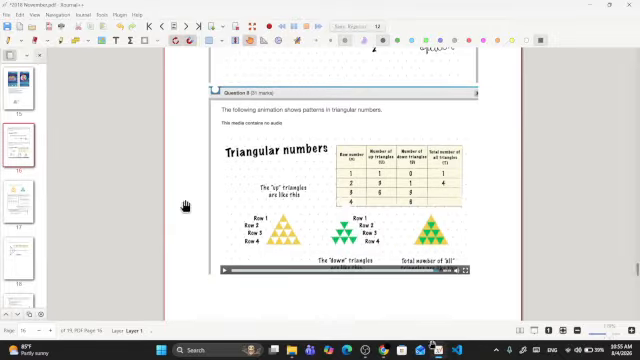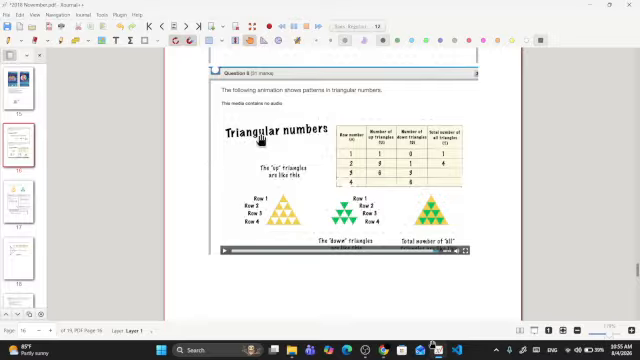So this is what it's essentially showing us. Have a look. The following animation shows patterns in triangular numbers. Okay. So there is a row number, and there are a number of up triangles. Okay. And then there are a number of down triangles, and then there is a number of total triangles. So have a look here.